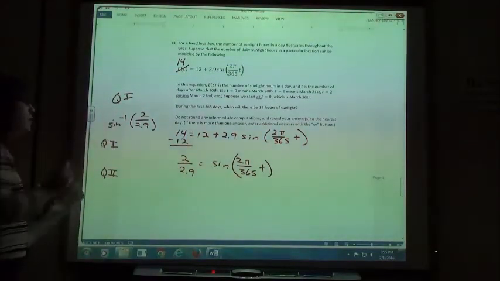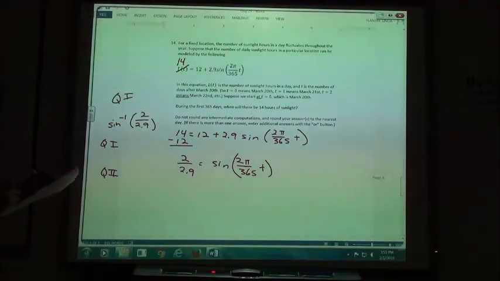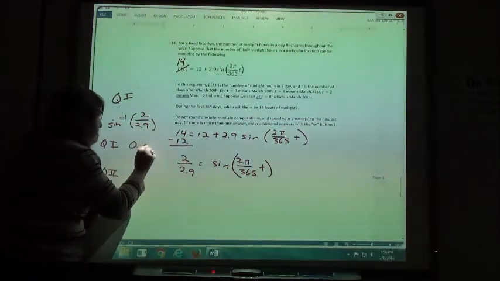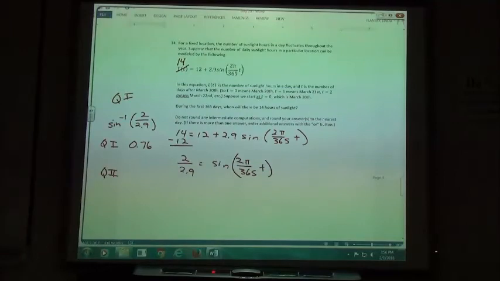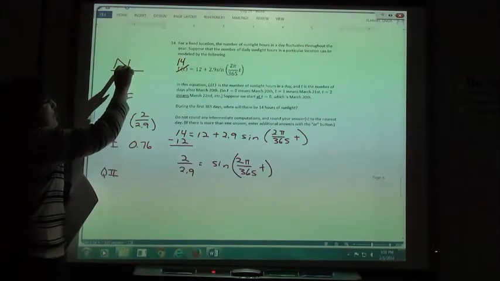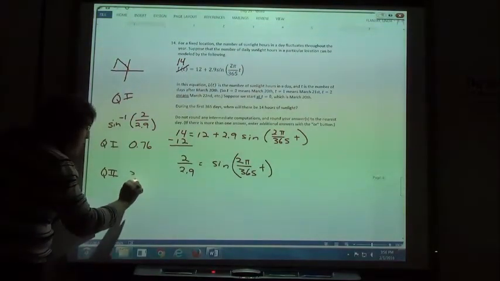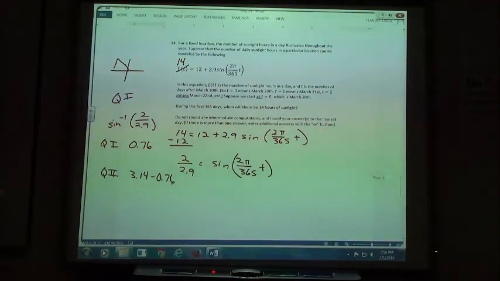Sine is positive in quadrant 1 and in quadrant 2. So, first of all, figuring out our inverse sine. Again, we're in radian mode. Shift sine of parentheses 2 divided by 2.9, rounding off to the nearest hundredth, gives us 0.76. That one's in quadrant 1. We don't have to do anything to move that one, but we also need to find quadrant 2. So if you think about quadrant 2, I'm going to subtract from 180. So I'm going to take 3.14 minus my 0.76, which gives me 2.38.